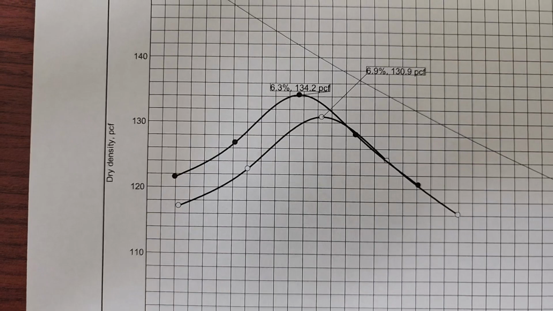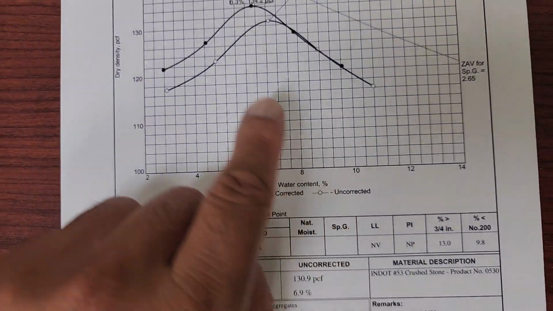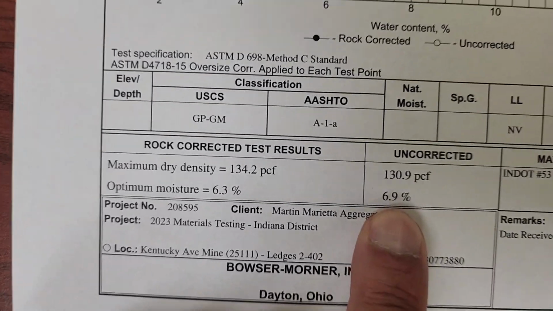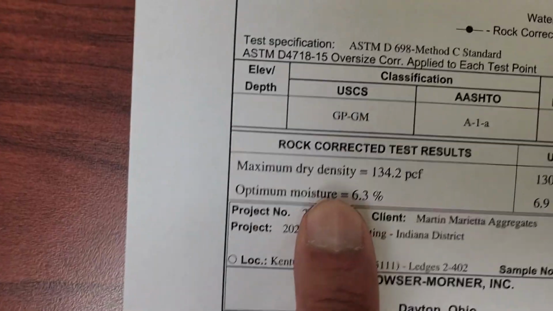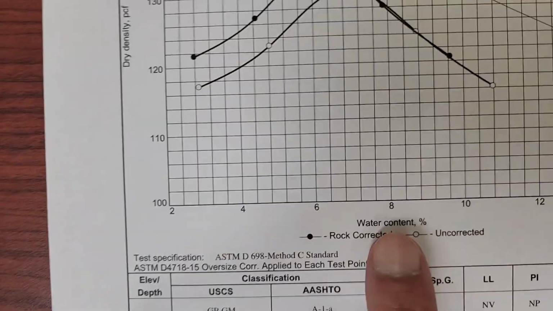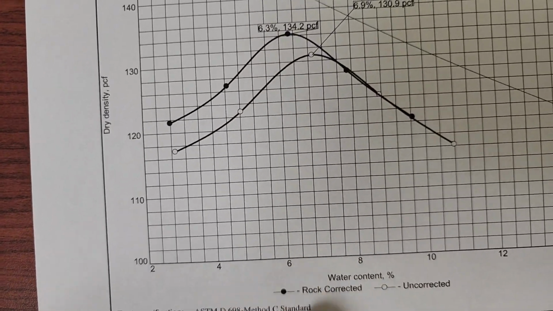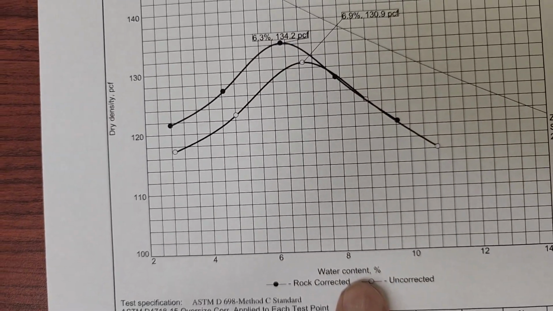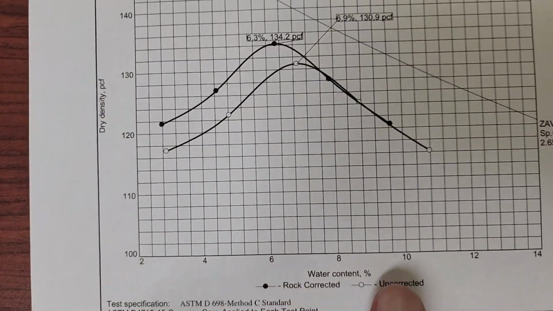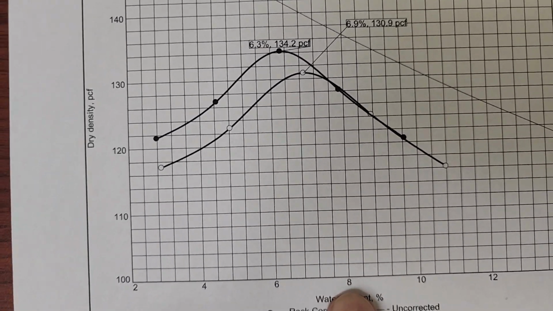You see, if you look at this one, the uncorrected, 6.9, where the first one was 5.3. And now the optimum moisture is a little higher and the maximum dry density is higher. Now, on these graphs, just to mention, I have what we call your water content in the percentage. So a point right here, this is 8.